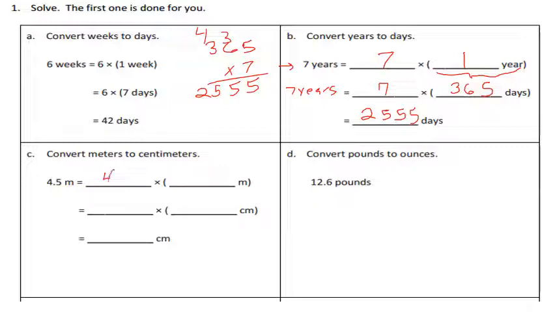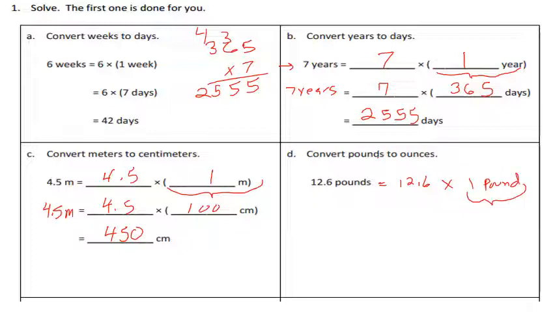On the next one, we have 4.5 meters. So I'm going to write it out in expanded form, 4.5 times 1 meter. And then we got 4.5 meters equals 4.5. We're going to centimeters, and if you look at your reference chart, there are 100 centimeters in 1 meter. Now when we multiply it, 4.5 times 100, the decimal point's going to move 2 positions, and we end up with 450 centimeters.